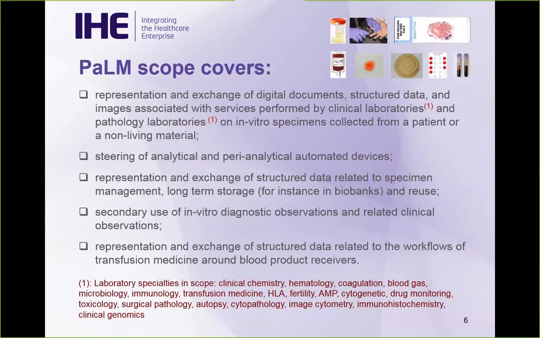So that was a background on IHE in general. Now we're going to talk a little bit more specifically about what pathology and laboratory medicine covers. It's basically any kind of analytical or peri-analytical automated devices, any kind of testing performed in clinical laboratories or pathology laboratories on in vitro specimens from a patient or non-living material. So it could cover environmental samples. It could cover animal samples.